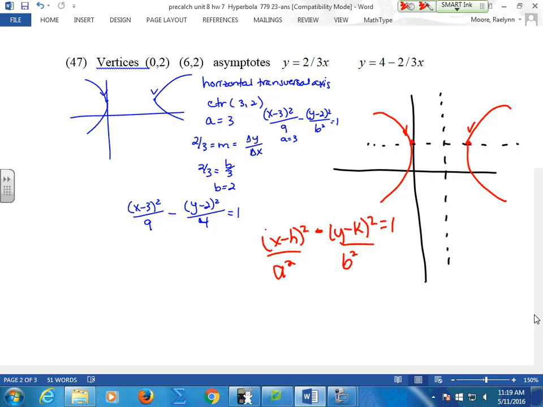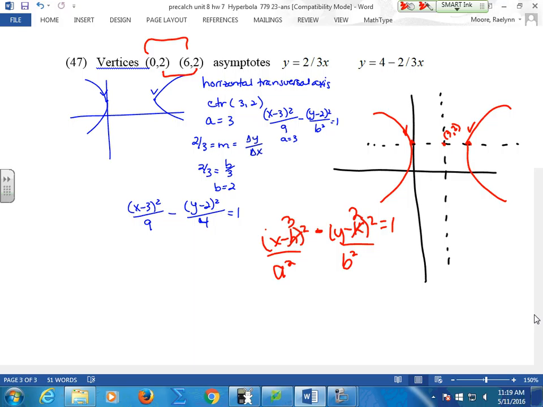So the center is 3, 2. You take the average of the x's, 6 divided by 2, 3, and the average of the y's. So my center right here is 3, 2. Now I can replace 3, 2. My goal is to eventually replace everything there, isn't it? Is there anything else I can tell when I know my center and I know my vertices?